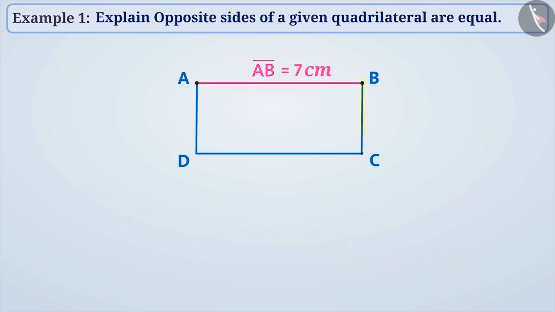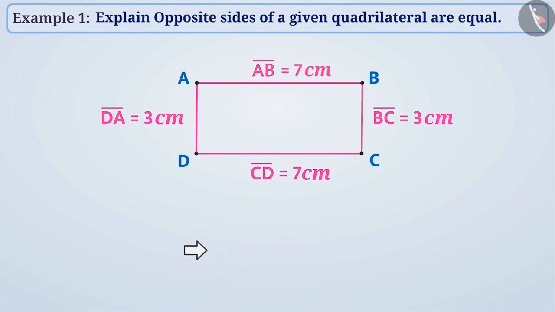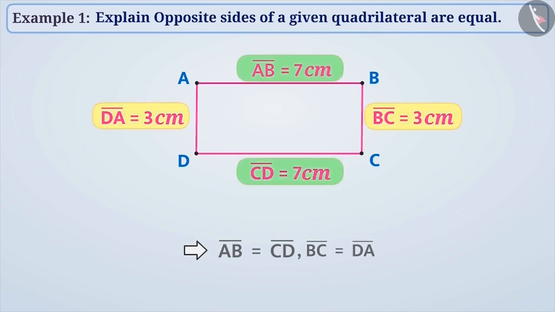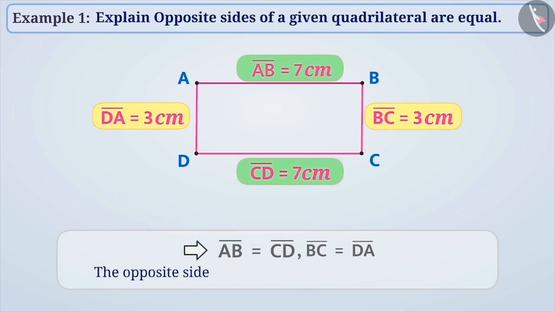Using the same method, we know BC is equal to 3 centimeters, CD is equal to 7 centimeters and DA is equal to 3 centimeters. Looking at the measurements, we can say that AB is equal to CD and BC is equal to DA. That is, the opposite sides of the given quadrilateral are equal.